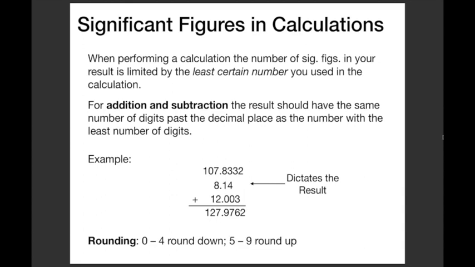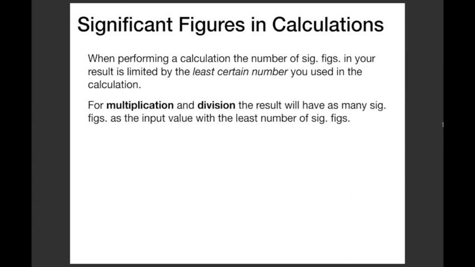The rounding rules that we're going to use are as follows. If we have 0 to 4 in the digit just past our significant digit, we're going to round down. If we have 5 to 9, we're going to round up. Therefore, the answer that we would report would be 127.98. For multiplication and division, your answer is dictated by the total number of sig figs in the input values.